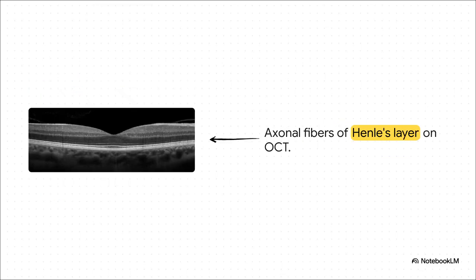Let's move to our last image and see how this builds our clinical exam skills. This shows Henle's layer on an OCT. Henle's layer consists of the axonal processes of the photoreceptors diving obliquely into the outer plexiform layer. Now for a clinical mic drop, why exactly does a macular star form? Well, the anatomical fibers of Henle's layer radiate outward from the fovea, exactly like spokes on a wheel.